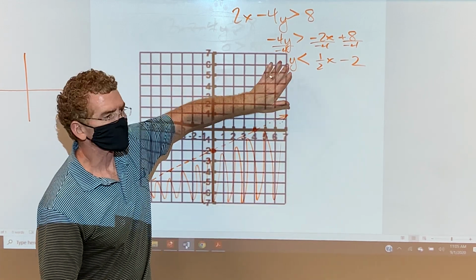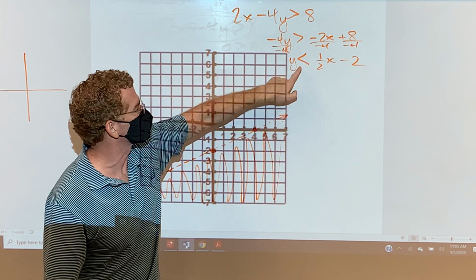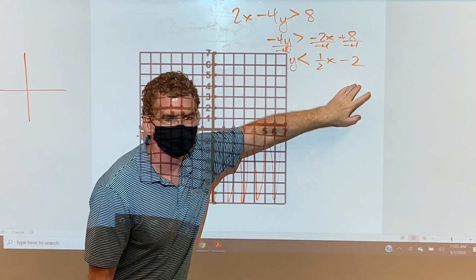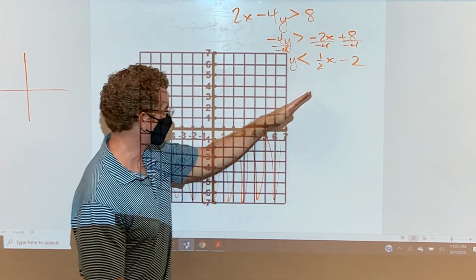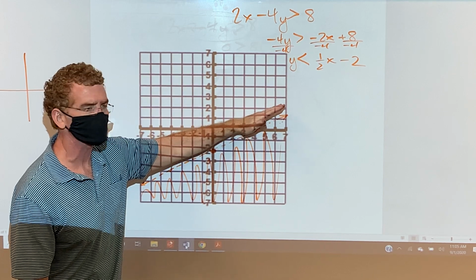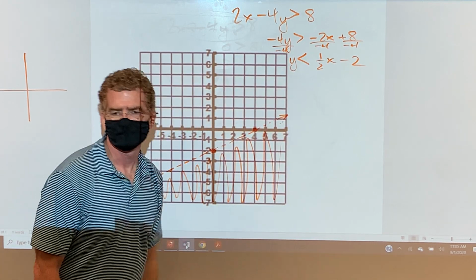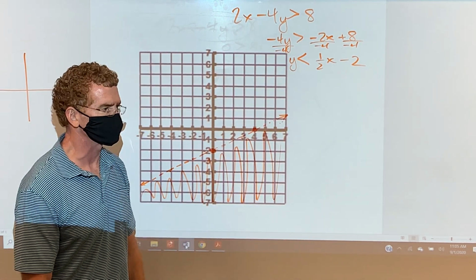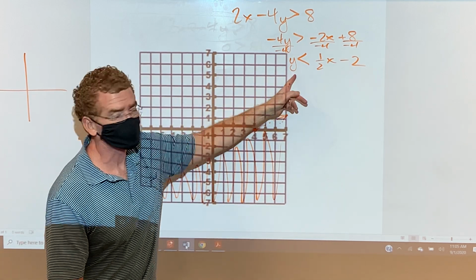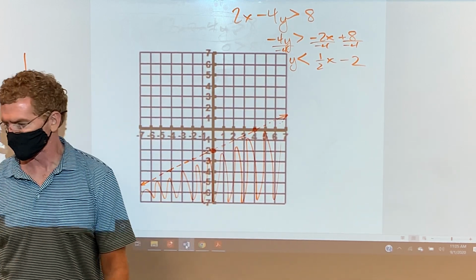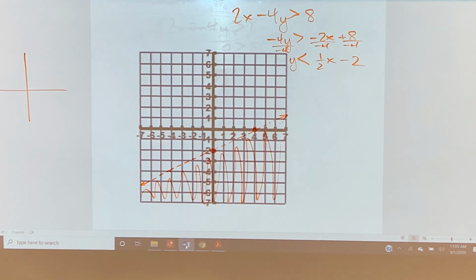Because this says all the y values that are smaller than this line. Oh, well, if that's the line, I want all the y values smaller than that. You just shade down, you don't even have to plug in points. So sometimes it's already solved for y, and that makes it really easy to get those things in a good place. Y'all with me? Okay, now what if I do this to you?